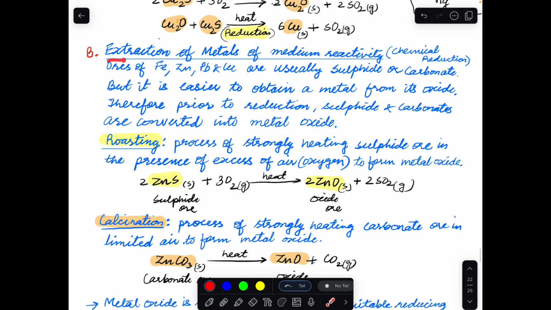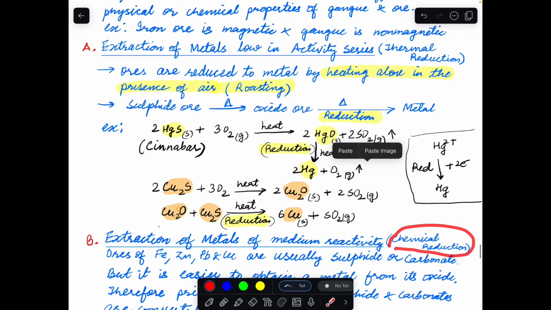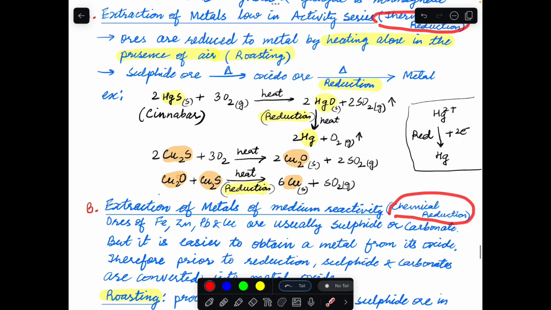Next is extraction of metals of medium reactivity, meaning those metals which are neither very highly reactive nor of low reactivity like copper, silver or gold. So these metals are reduced with the help of other compounds, for example coke, or other metals. So this is called chemical reduction. When any reducing agent is used, it is called chemical reduction. Previously we used heat only, so it was called thermal reduction.